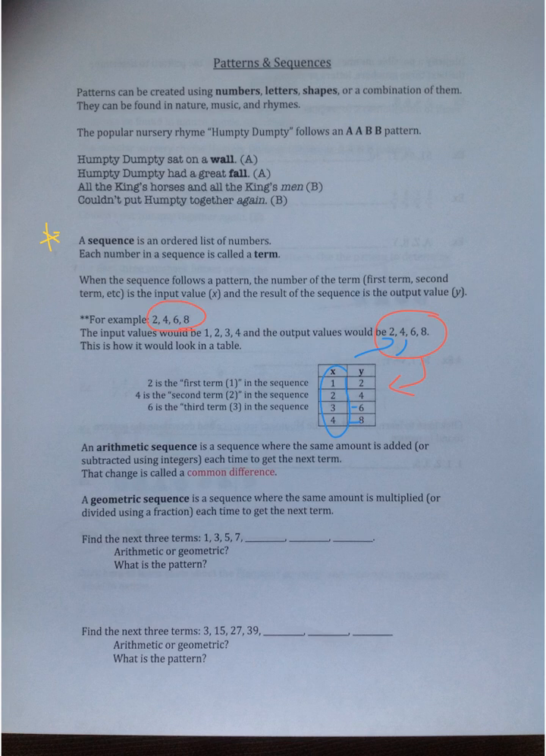An arithmetic sequence is a sequence where the same amount is added or subtracted each time to get the next term. And the change that is going to occur is called your common difference. So if you go back up to the example that you have here, to get from 2 to 4 is plus 2, and 4 to 6 is plus 2, and 6 to 8 is plus 2. And that common difference would be plus 2.